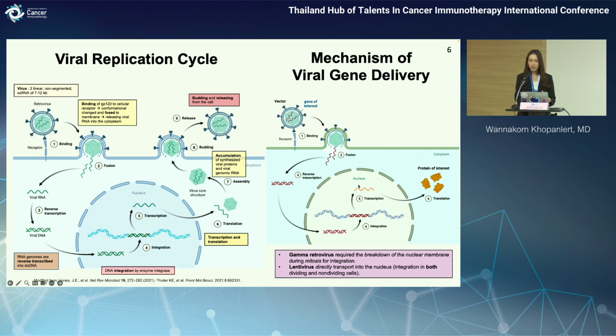As I mentioned, what are the differences between the gamma retrovirus and the lentivirus? Gamma retroviruses are encapsulated by a highly stable capsid core that requires the breakdown of the nuclear membrane during mitosis for integration, while the lentivirus can directly transport into the nucleus. So the lentivirus can integrate into both dividing and non-dividing cells, compared to gamma retrovirus.